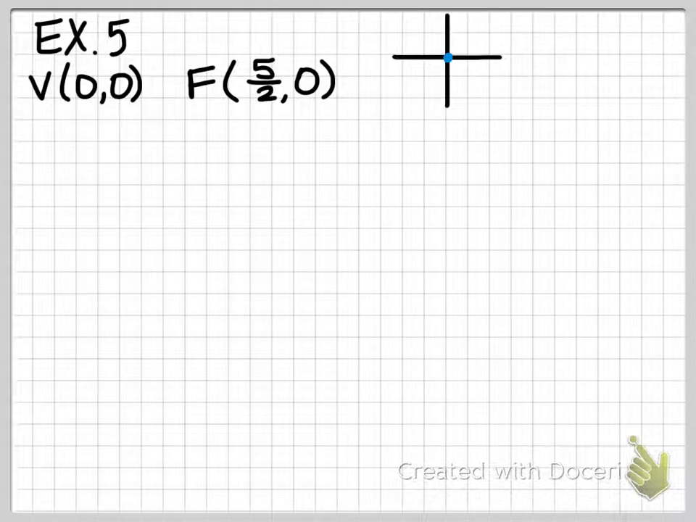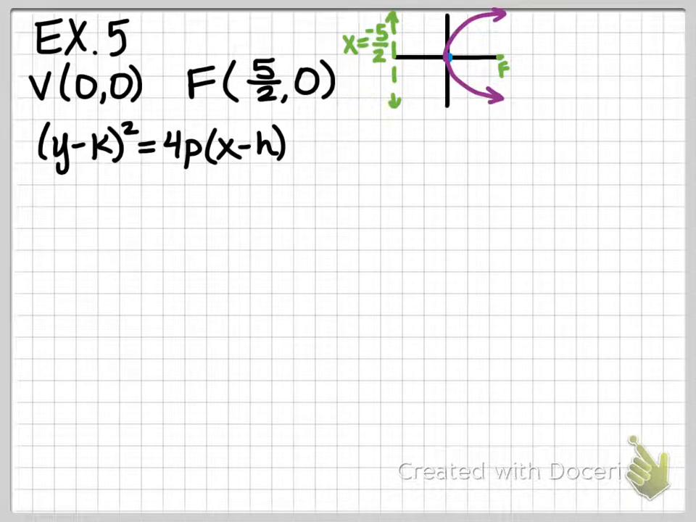So if the vertex is at (0, 0), and the focus is at (5/2, 0), then my focus is going to be 2.5 spaces to the right of the vertex. Okay, so then that would mean also that my directrix is 5/2 spaces in the opposite direction. So that would be 5/2 spaces to the left. Okay, then I know that my parabola opens around that focus, so that tells me that this is a y-squared equation. This is horizontal.